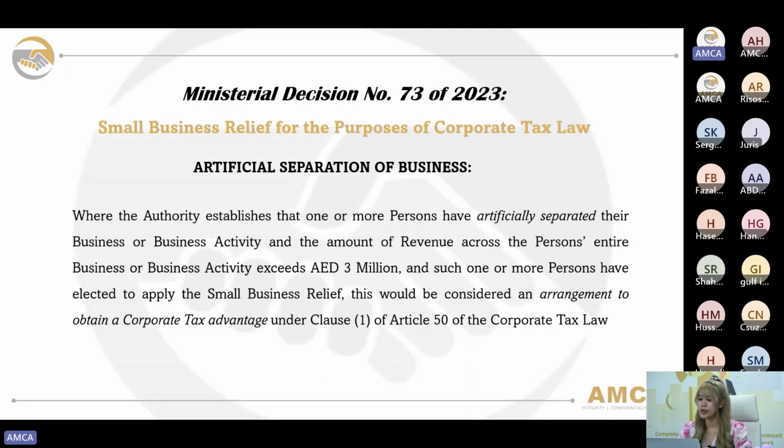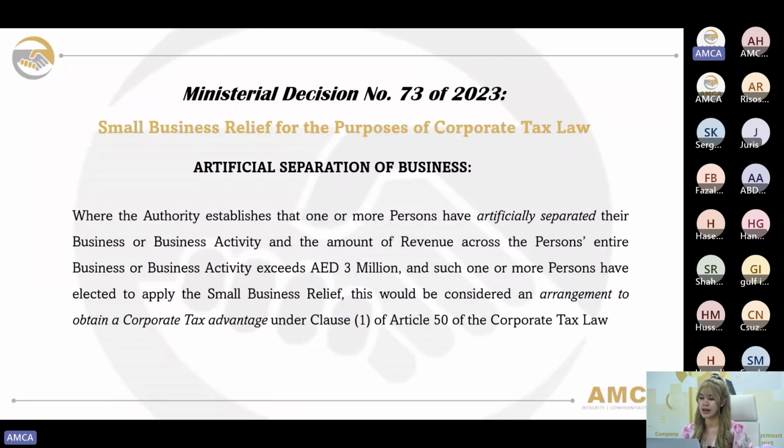So for the purpose of determining whether the business or business activity has been artificially separated, the authority shall consider whether the arrangement was undertaken for a valid commercial purpose and whether the person carries on substantially the same business or business activity, taking into account all relevant facts and circumstances, including but not limited to their financial, economic, and organizational links. Where the authority establishes that one or more persons have artificially separated their business or business activity and the amount of revenue across the persons' entire business or business activity exceeds the threshold, which is 3 million dirhams, and such one or more persons have elected to apply the small business relief, this would be considered an arrangement to obtain a corporate tax advantage under Clause 1 of Article 50 of the Corporate Tax Law.